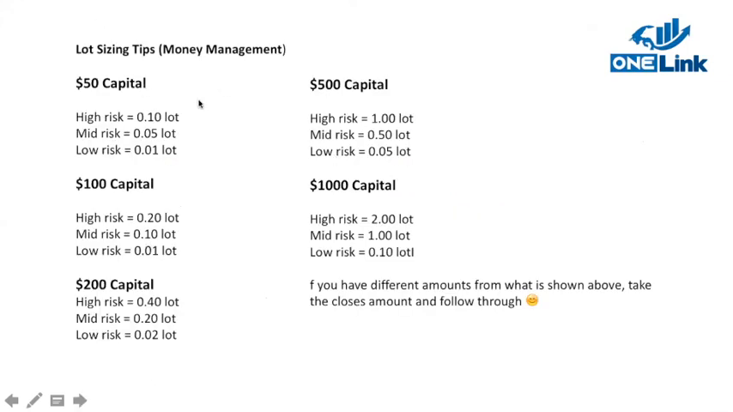A lot of people like to have a trading guide. I got this one from the internet basically. For capital of $50, high risk is 10 cent, mid risk is 5 cent, low risk is 1 cent. If you've got $100, this is the lot size that you need to use: high risk 20 cent, mid 10 cent, low risk 2 cent. I'll come back to this later on. For capital of $200, high risk 40 cent, mid 20 cent, and low risk 4 cent.